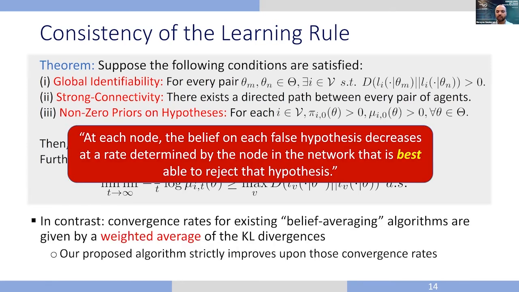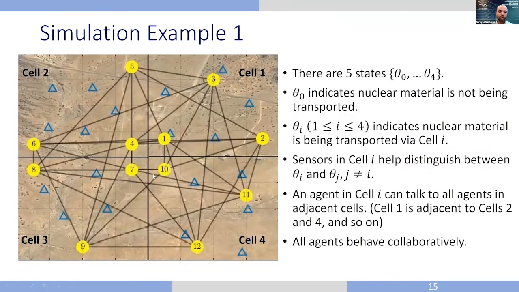So, and again, this is better than existing algorithms that don't reject this quite as quickly. So here's a simple example, right? This is a project done with Sandia, and this is still a toy example, but hopefully will illustrate the performance of the algorithm.